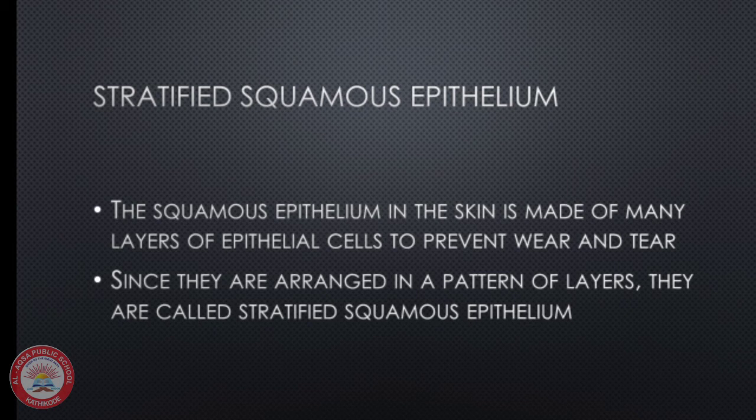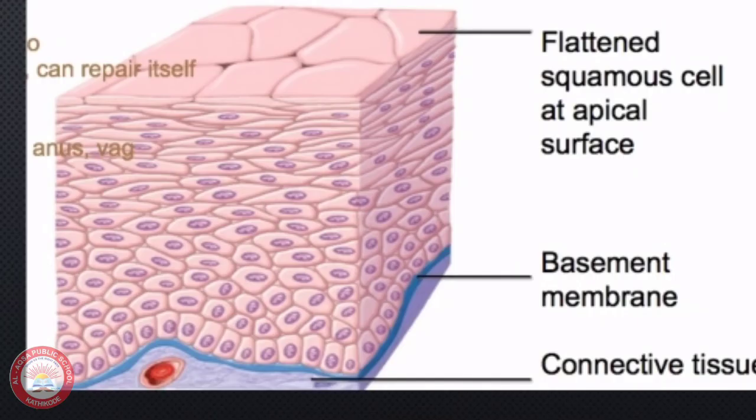Our skin is also made up of squamous epithelium, but it is made of many layers of epithelial cells to prevent wear and tear. As they are arranged in a pattern of layers, they are called stratified squamous epithelium. Strata means layers. Look at the picture of stratified squamous epithelium. You can see various layers of epithelial cells in this. This helps to give protection to our skin surface.